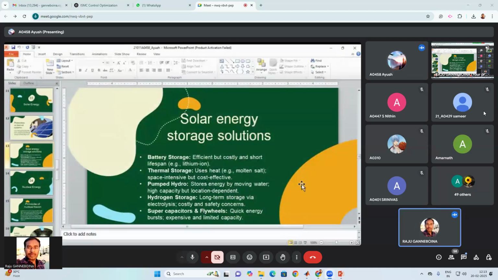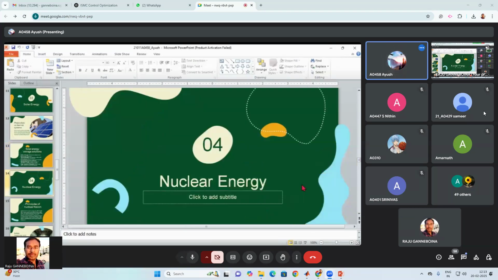Pumped hydro stores energy by moving water, high capacity but location dependent. Hydrogen storage, long-term storage via electrolysis, costly and safety concerns. Supercapacitors and flywheels, quick energy burst, expensive and limited capacity. So these are few of the challenges which are faced for solar energy storage.